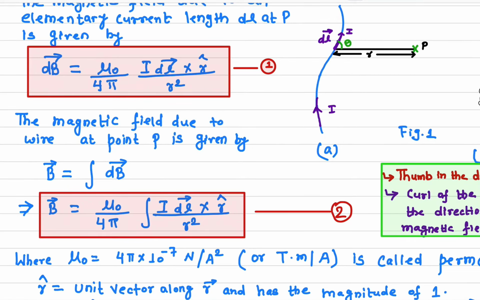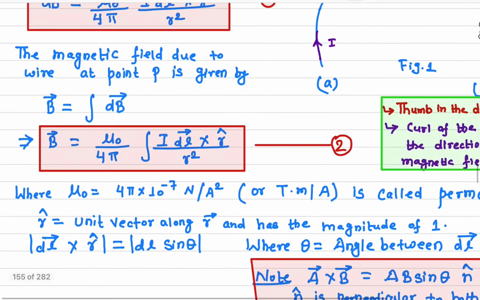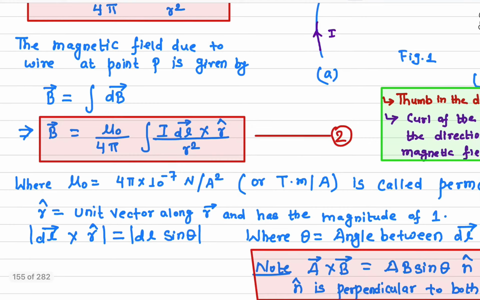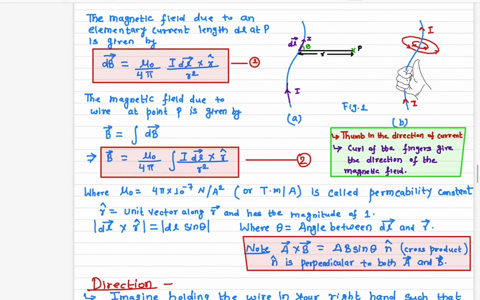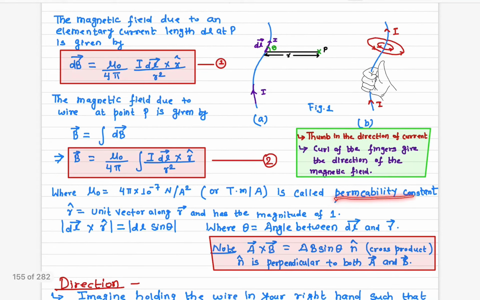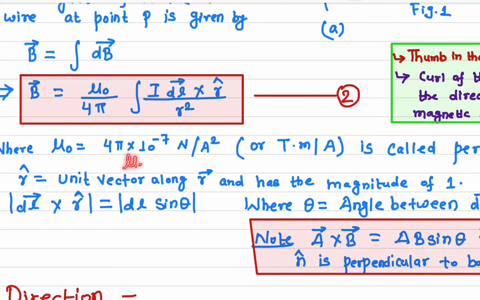Now let's talk about the constants here. The mu naught here is a constant, and the value of this constant is 4 pi times 10 to the negative 7 Newton per ampere squared, or Tesla meter divided by ampere. And again, it is called the permeability constant, or mu naught in fact is called the permeability of free space.